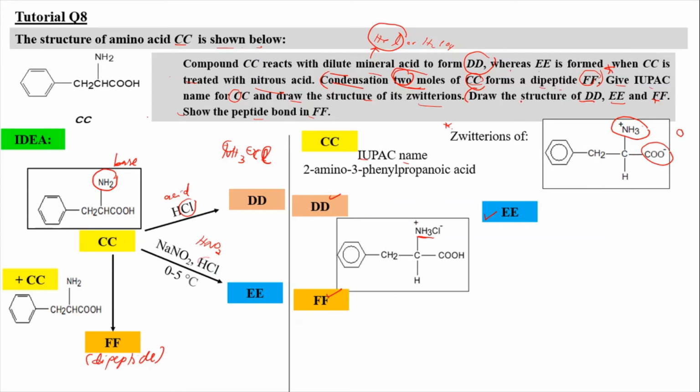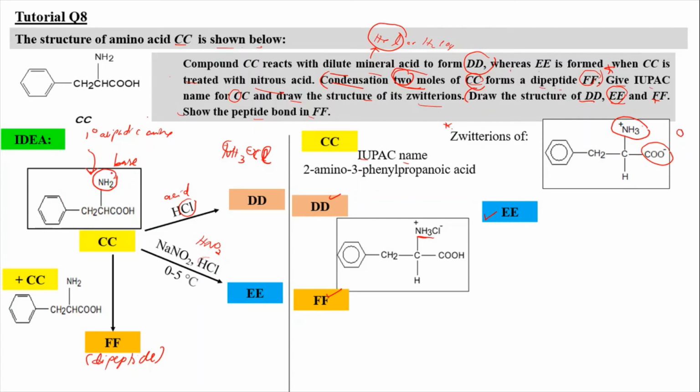And now we're going to do the structure of EE. Okay, for the structure of EE, this is a nitrous acid test, and as you know, this is a primary aliphatic amine. Okay, the amine, the nitrogen, is attached to one alkyl group. So it's going to be a primary aliphatic amine because it is not attached to the benzene ring. It is attached to a carbon chain, not to the benzene ring.